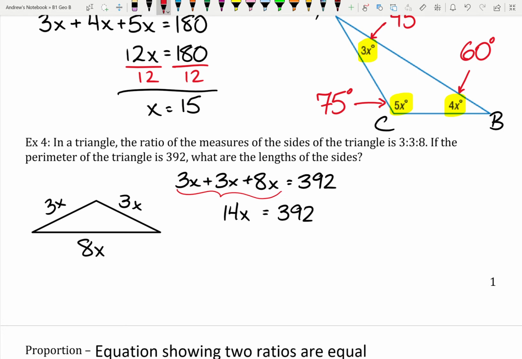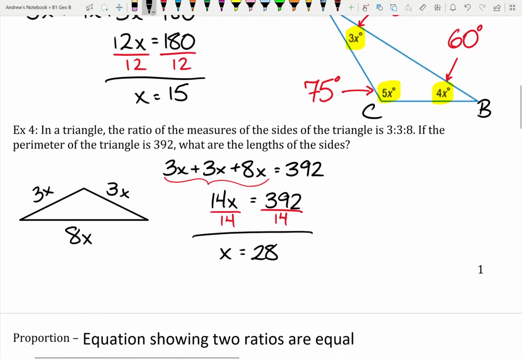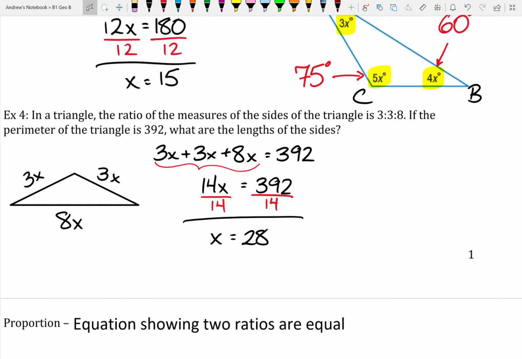After that, I need to just divide everything by 14 in order to get rid of that coefficient and get that x by itself. And what we're going to find is that x is equal to 28. But again, just like before, we're not 100% done yet. What I need to do is take that 28, plug it back in so I can actually find the lengths of the sides.